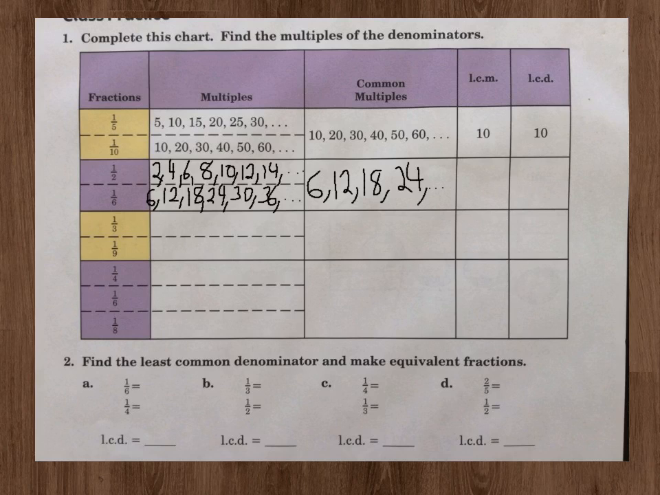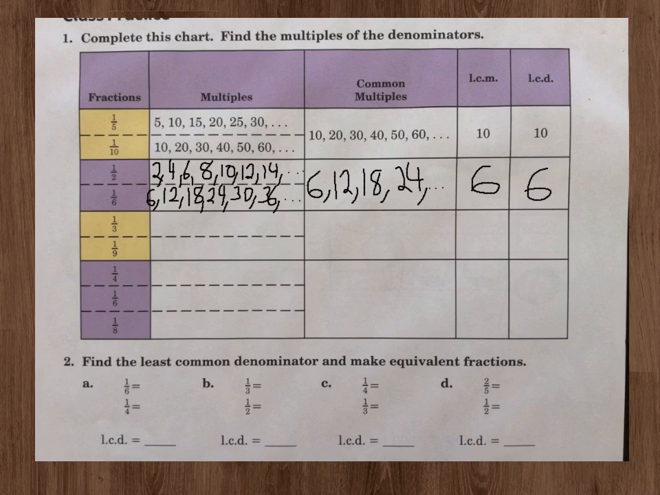Now remember, we're looking for our LCM, that's the lowest common multiple. What's the lowest number that is common between 2 and 6? It's 6. And LCD would be, what's the lowest common denominator? Well, it's the same number, it's 6. Okay, let's look at the next one.